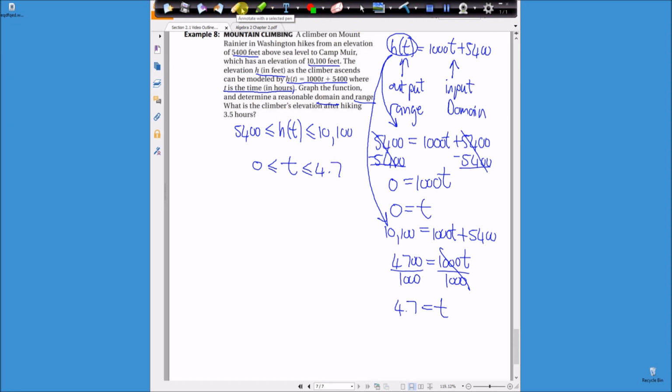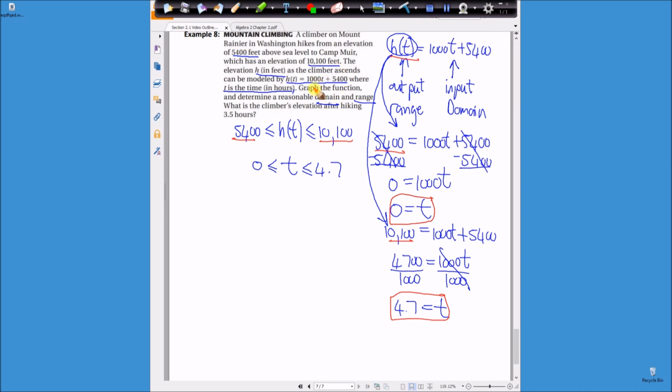Again, let's go over that real quick. We took the lower extreme of the range, plugged it into our function, and ended up with the lower extreme for the domain, which is t. Then we took the upper extreme for the range, plugged it into that same function again, and got the upper extreme for the domain. So this is domain and range. We've answered some of the question.